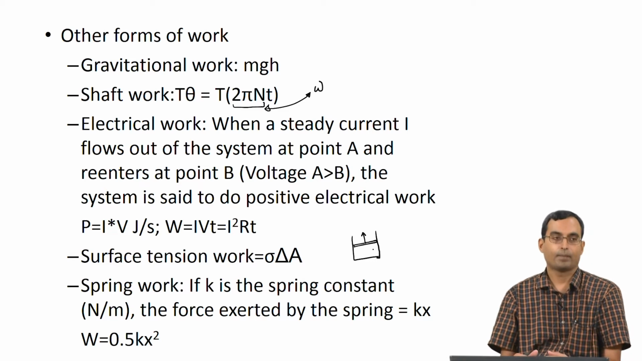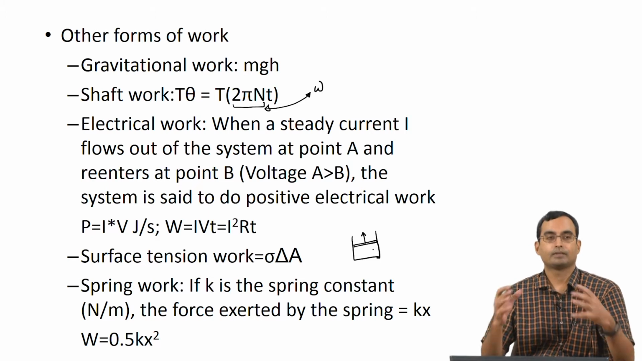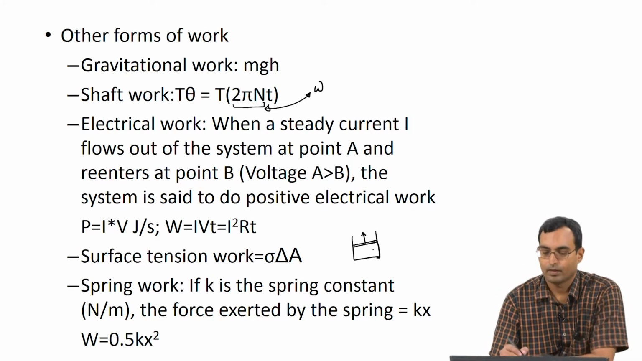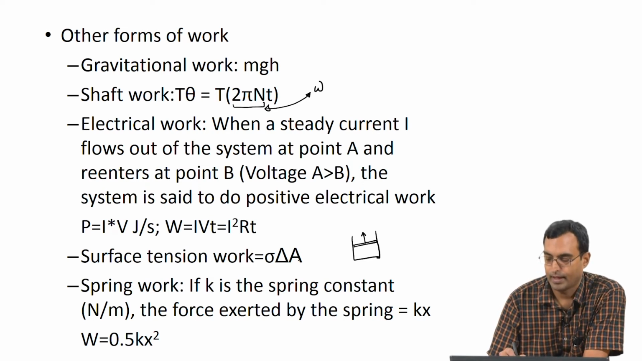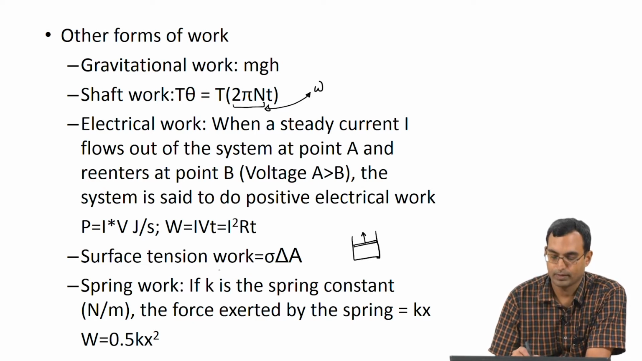Similarly, if I have, for example, a balloon that I am blowing, I can think of it as being like a membrane which is stretching. So, there is work interaction there. If sigma is the surface tension and delta A is the change in area, then sigma times delta A would be the work interaction due to surface tension.